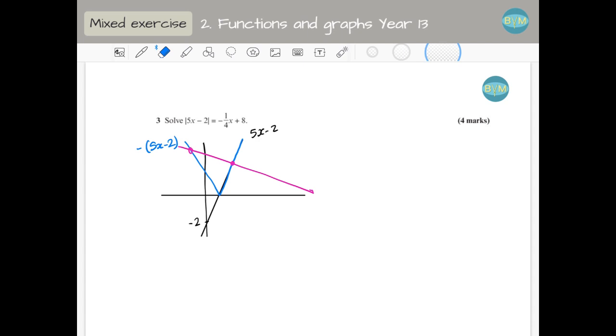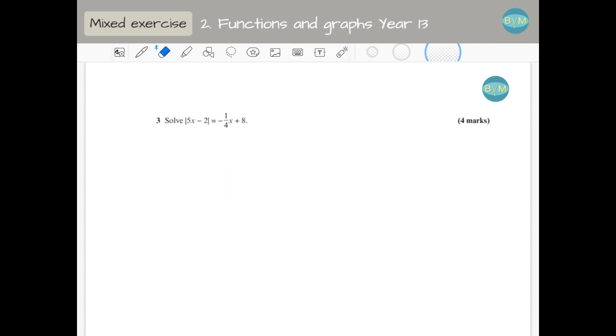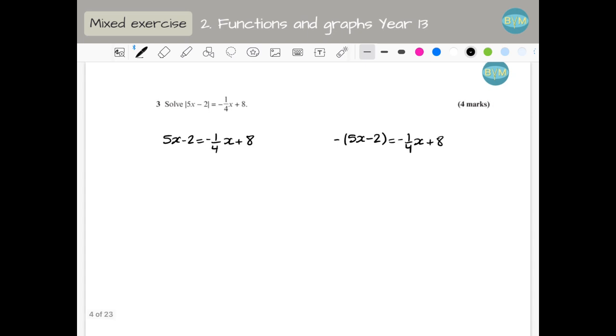I'm just giving you the graphic explanation, but it's not that you have to do it that way. So we are going to do the intersection between the positive branch and the line, and then we are going to do the negative branch, so minus at the front of the bracket equal to minus a quarter x plus 8. And then we will find 2 points of intersection and not one.